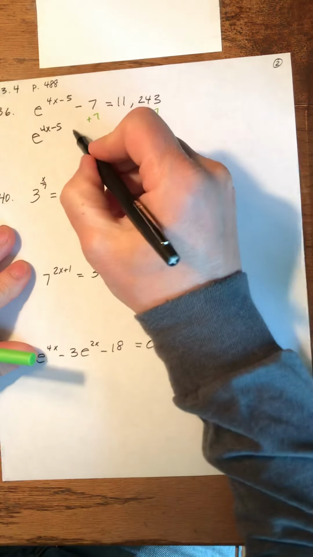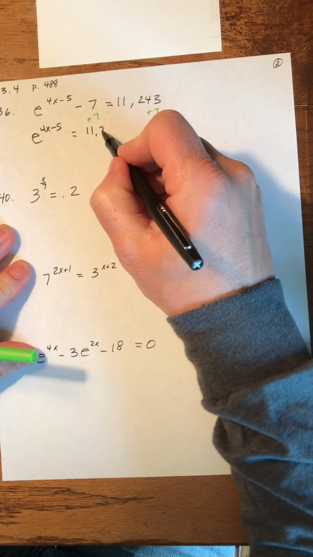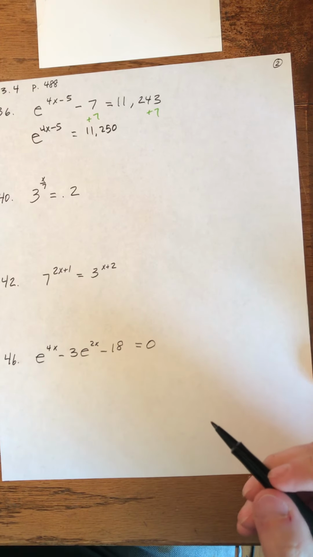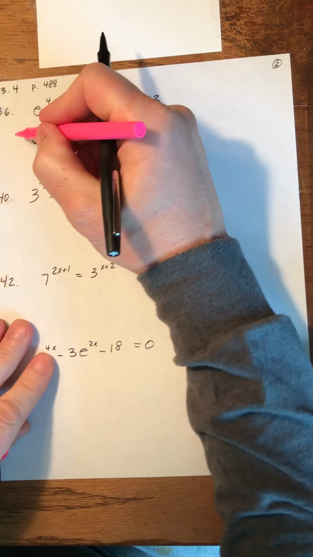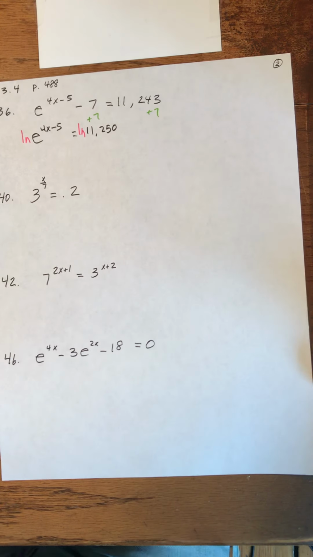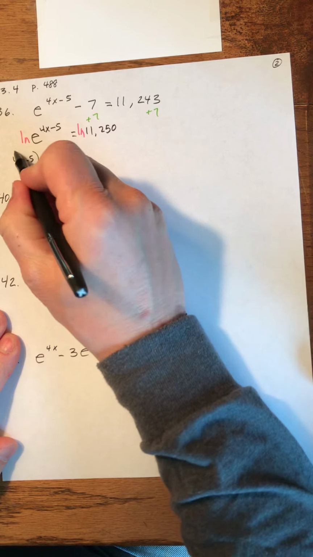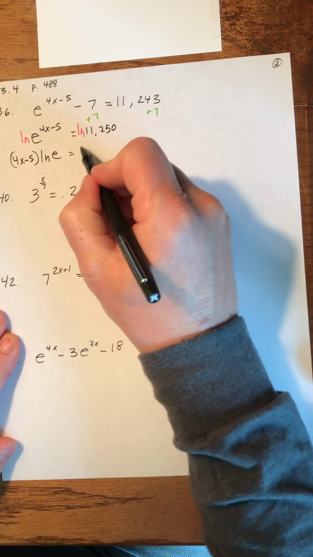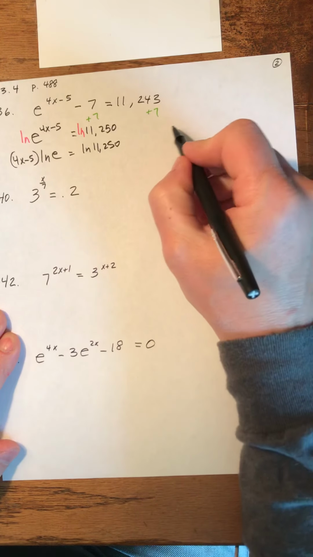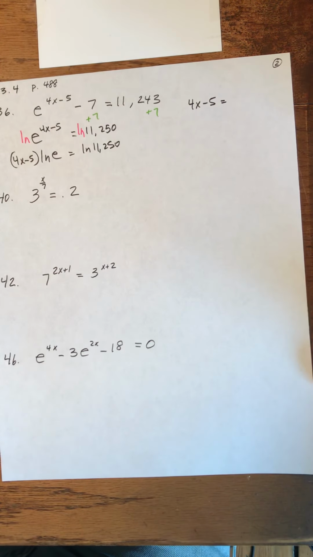The 7's cancel out, and I'm going to get 11,250, that will be if I add the 7 over. Now since this has an e in the equation, I won't take the log of both sides. I'll take a ln of both sides, which is a natural log, because ln reduces with an e really nicely. I'll use my exponent properties to move this out front. And I'll get ln of 11,250 over here. Ln of e is 1. So what I have is 4x minus 5 equals this ln of 11,250.